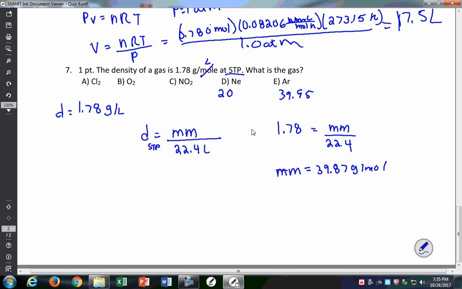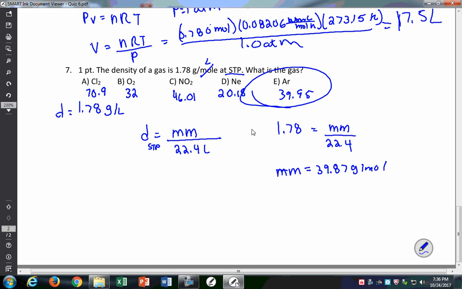Neon is 20.18. NO2 is 46.01. O2 is 32, and Cl2 chlorine gas. Remember, chlorine gas, oxygen gas, bromine, all of our halogens, they're all diatomic. So if I tell you chlorine gas, you need to know the molar mass is not 35 point whatever, it is Cl2, so it's 70.9. But pretty straightforward. So of course argon is the unknown gas.